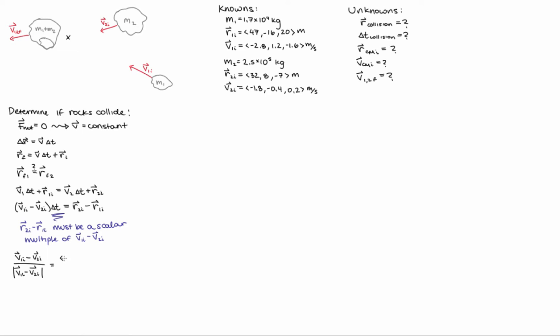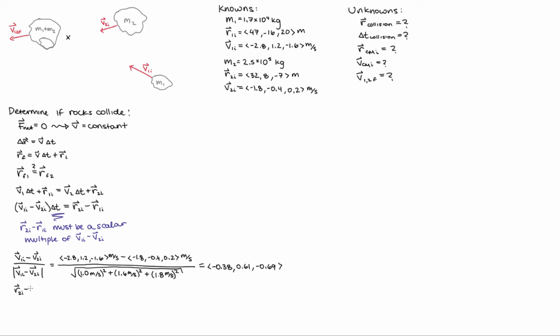This gives us -2.8, 1.2, -1.6 meters per second, minus -1.8, -0.4, 0.2 meters per second, all over the square root of 1.0 meters per second squared plus 1.6 meters per second squared plus 1.8 meters per second squared. This gives us the unit vector -0.38, 0.61, -0.69. We can carry out the same calculation for the position vectors.